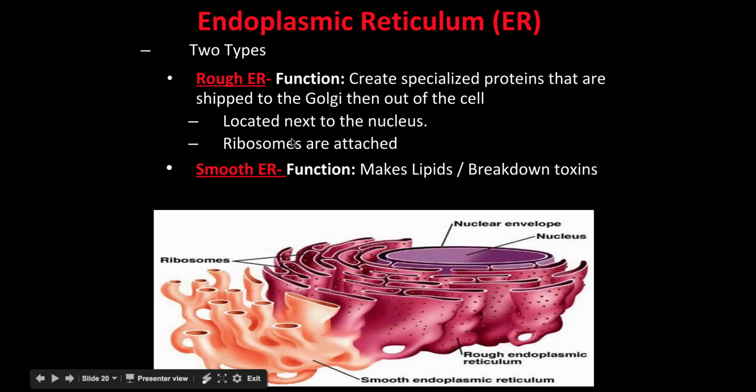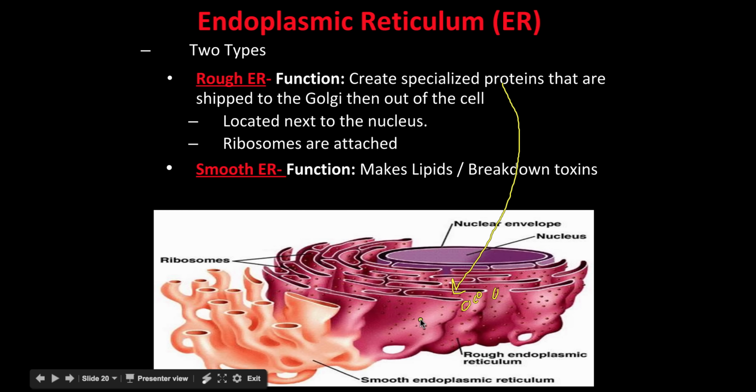So here's the endoplasmic reticulum we were talking about. We had two types, the rough ER and the smooth ER. The rough ER looks rough because it has ribosomes stuck to it, those tiny little dots right down here. You can see the rough ER, all these little dots that look like pimples. Those are little ribosomes attached. So again, they help create specialized proteins and ship those proteins out to the Golgi and then out of the cell. It's located next to the nucleus for the most part because that's where the ribosomes are being made, and then they're being stuck right out there on the rough ER.